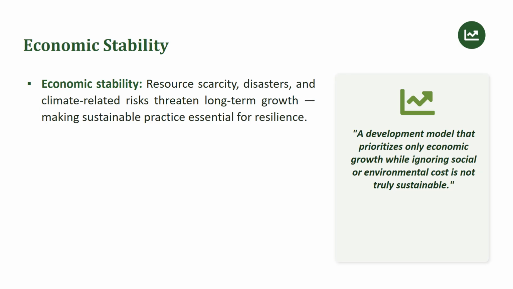The last one is economic stability. Economic stability mostly deals with resource scarcity, disasters, and climate related risks which threaten long term growth, making sustainable practices essential for resilience. A development model that prioritizes only economic growth while ignoring the social and environmental cost is not truly sustainable. A model which has all three components, the main pillars of sustainability, that is economic, social, and environmental, will be truly sustainable.